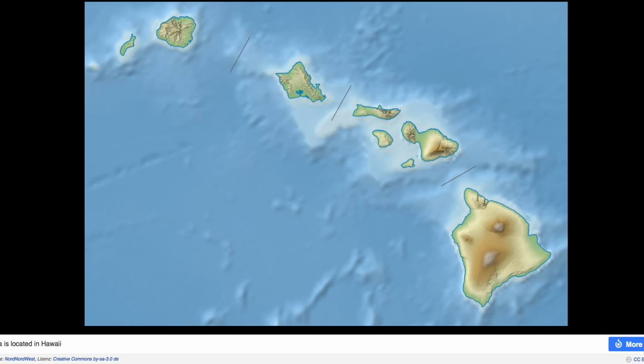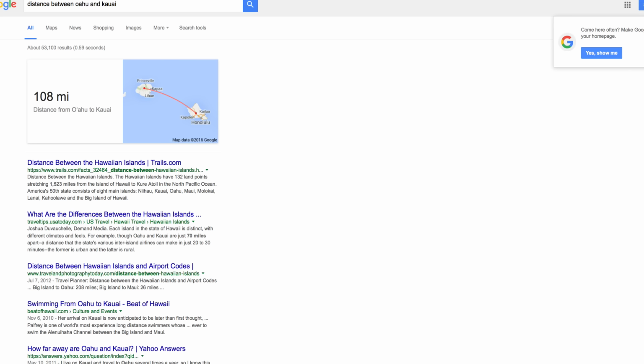I'm going to demonstrate that here in Hawaii, the Earth is flat. Now, I'm on the island of Kauai. Here's Kauai. Kauai is about 26 miles across. And here is the island of Oahu. Oahu is about 42 miles across. And the distance between Kauai and Oahu from center to center is about 108 miles, according to Google.